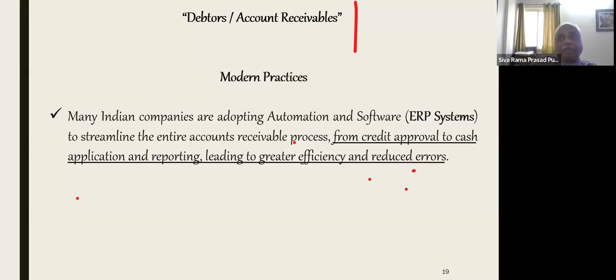Modern practices: what are the modern practices companies are adopting to recover debts or accounts receivable? Many Indian companies are adopting automation software called ERP systems to streamline the entire accounts receivable process from credit approval to cash application and reporting, leading to greater efficiency and fewer errors. Today, all are on ERP. Being an IRP or RP, most companies have implemented ERP software. About basics, what is an ERP?